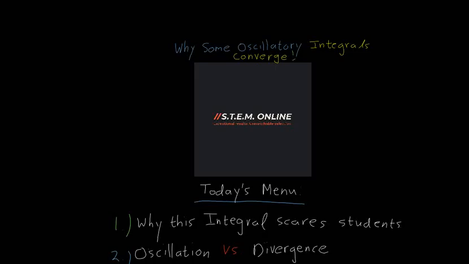In this video, I'm going to build your visual intuition to explain why certain oscillatory integrals converge while others don't. I'm not just going to tell you we have this integral here and whatever. I'm going to get into why some oscillatory integrals converge while others don't. They behave weirdly, okay? So let's get right into it.